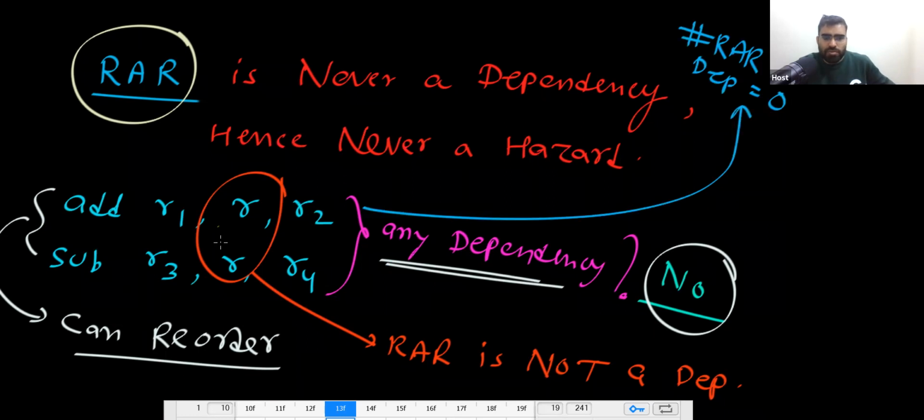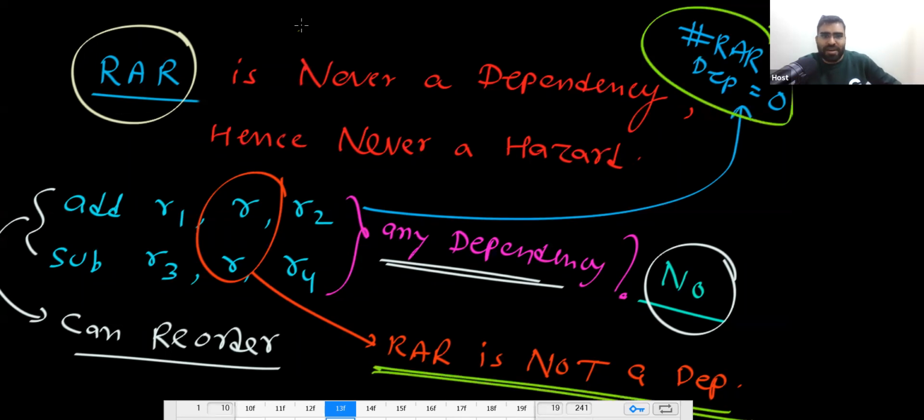I told you there is no read after read dependency. Then why would the answer be 2? Because read after read is never a dependency, so it is never a hazard. So in this program, the number of read after read dependencies will be 0, because it is not a dependency and not a hazard.